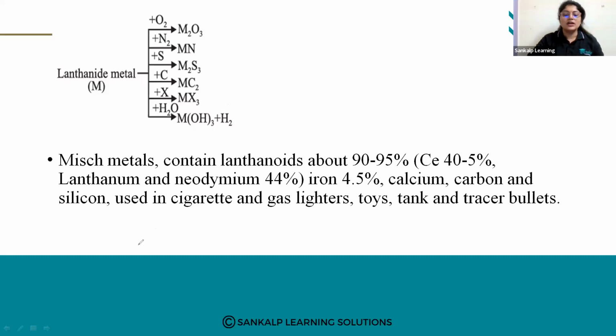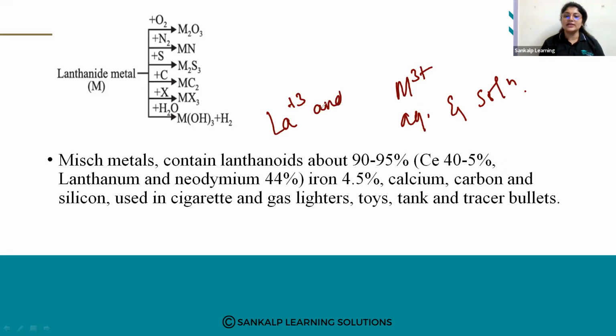Next, they form colored compounds. Trivalent lanthanoid ions are colored in solid state as well as aqueous state. We have discussed this also. Trivalent lanthanoid means the elements when they exist in +3 oxidation state. They will show color in aqueous state as well as in solid state. Only lanthanum, the first element, and lutetium, the last element, are colorless, while the other elements in between are all colored.